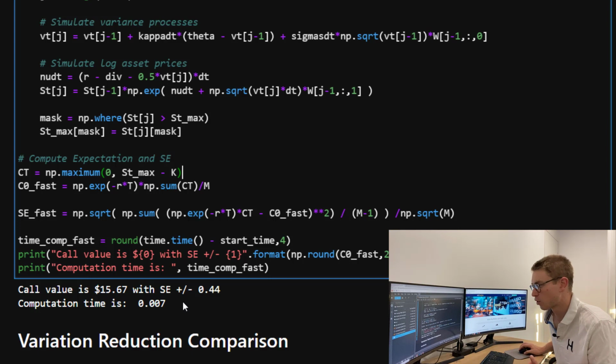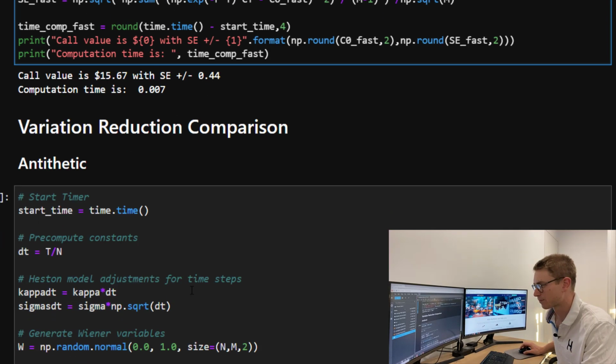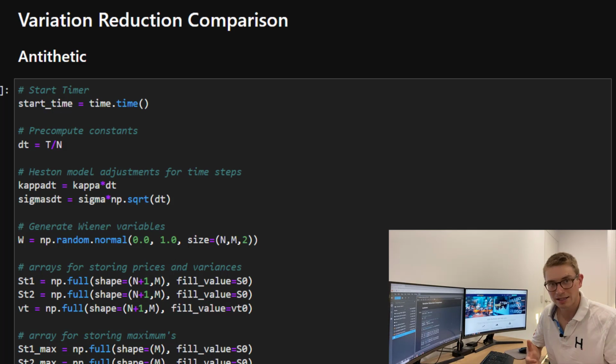Then we can take the discounted expectation to calculate the option price, and here we get $15.67, so very similar to before, and we get a standard error of 0.44. So exactly the same as before, except we have a significantly reduced computation time. Now let's consider some variance reduction techniques. Let's first look at the antithetic variate.